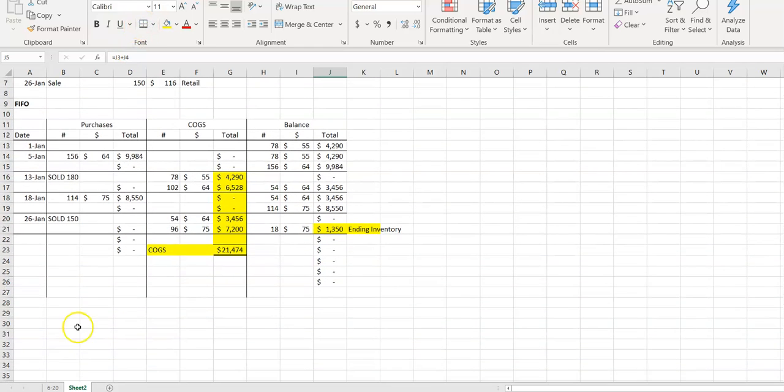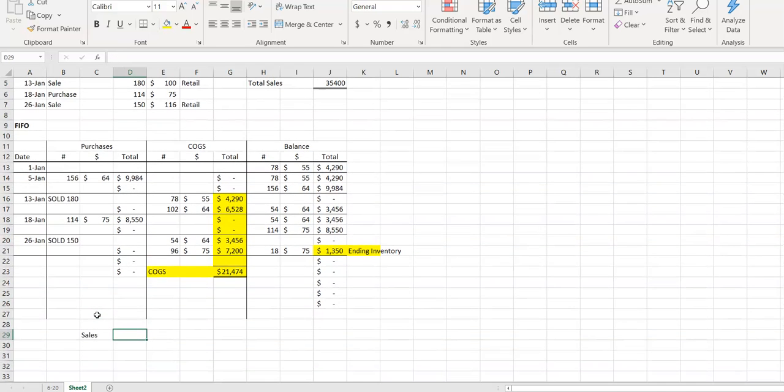All right, so they want us to find gross profit. So I'm going to have my sales, or 35,400, minus cost of goods sold was 21,474. So my gross profit is $13,926.